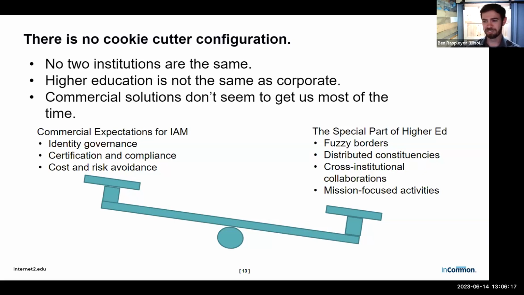And all that is different than the commercial as a rule. Commercial expectations for IAM are pretty high level, if you will. There's identity governance, certification and compliance, and cost and risk avoidance. And where higher education is special and it gets complicated is that we have fuzzy borders. The needs of higher education are different from corporations in the sense that the fuzzy borders are, well, this person's gone, but we don't want them to lose access.